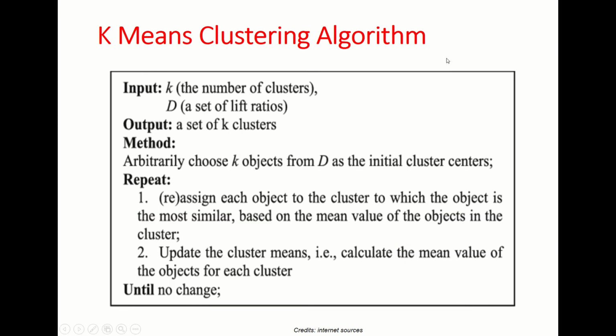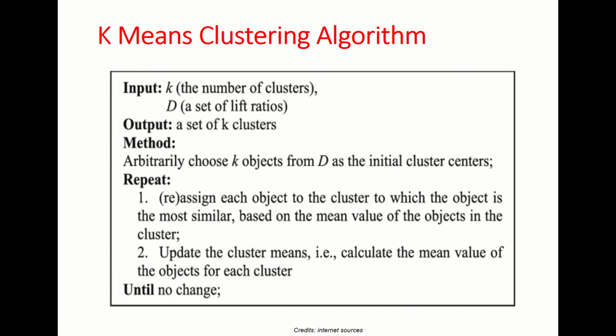This is again a simple algorithm for k-means clustering. k is the number of clusters, and D is the data set, the initial clusters from your data set. You will finally get a set of k clusters, identifying the new set of clusters by this process. You will arbitrarily choose k, so initially it is randomly chosen from the data set points.